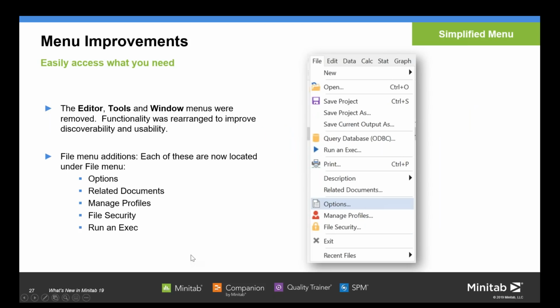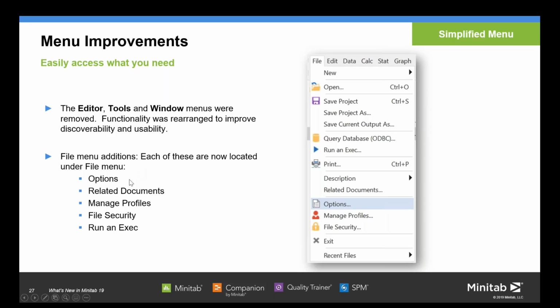So another improvement that we looked at was our menus. We had a lot of menus, and some of our menus, I would say, were maybe not great. We always have the edit menu, but then we also had an editor menu. And if you've ever tried to use Minitab to explain to someone what's under the edit menu versus the editor menu, it just became kind of confusing. So what we've done is we've actually removed three menu dropdowns. Functionality was all rearranged to make it more discoverable. We really wanted to improve the usability. So quite a bit of functionality is moved underneath the file menu now.